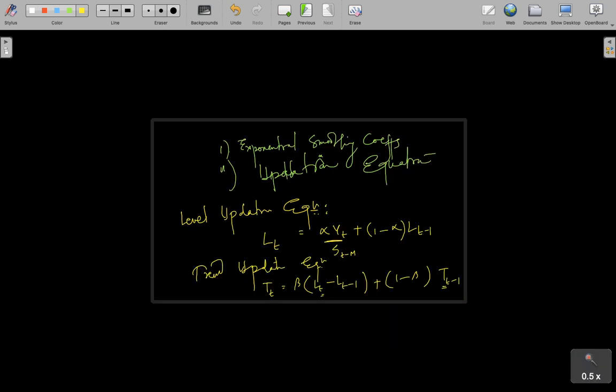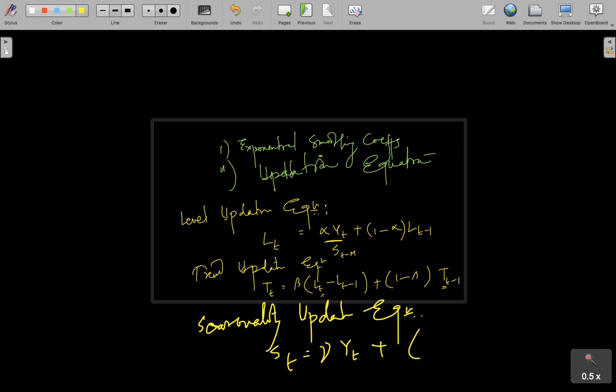Now there is a third equation here, and that is called the seasonality updation equation. How I'll write it is St = gamma Yt / Lt + (1 - gamma) St-M. So gamma is a different exponential smoothing coefficient. Let me explain this equation.